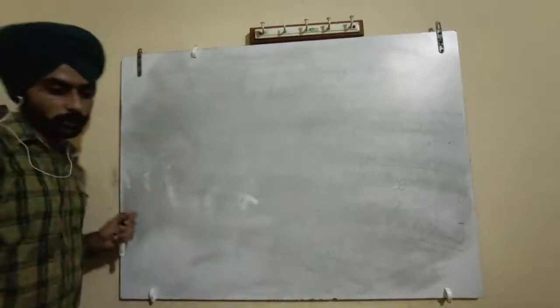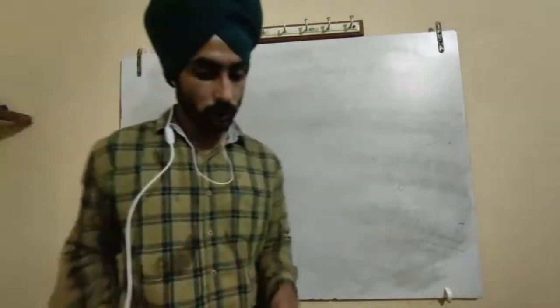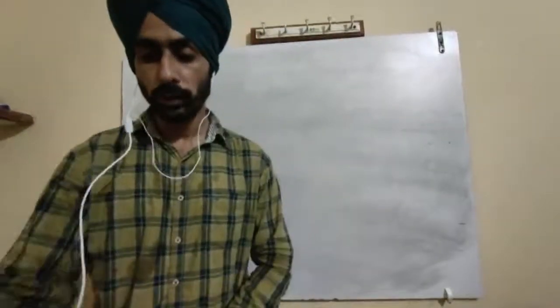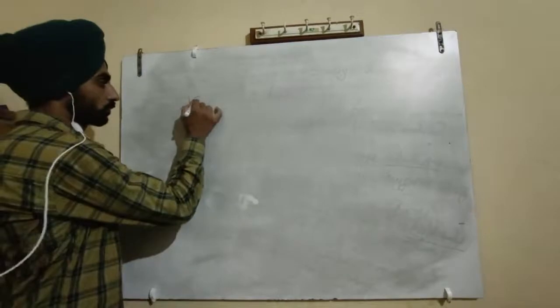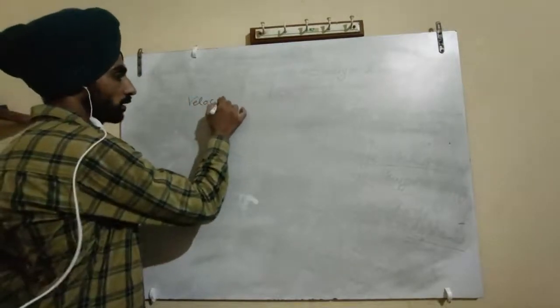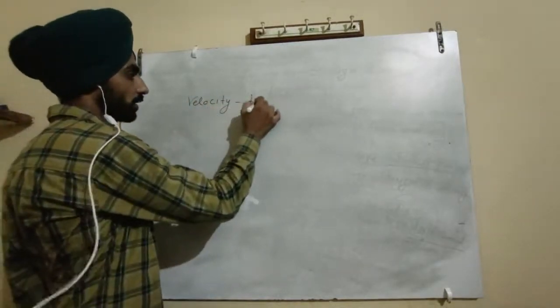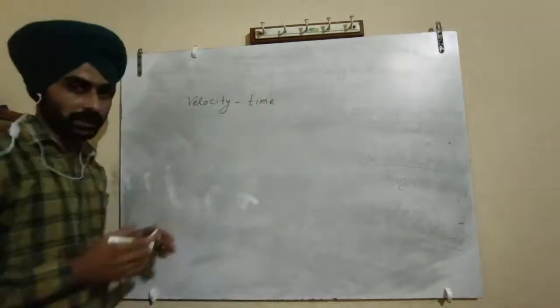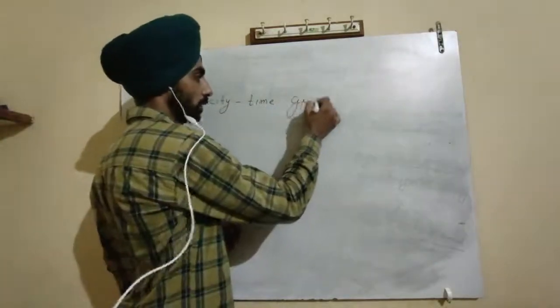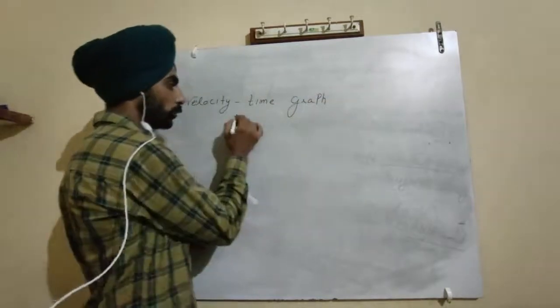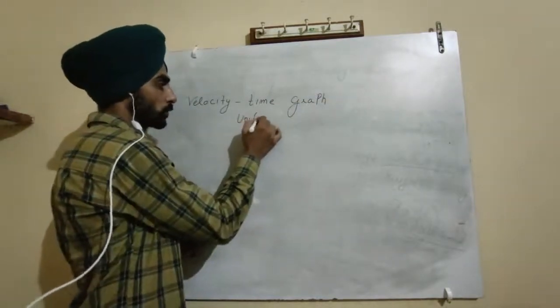So we are moving on to the next concept, the velocity time graph for uniform motion. We have done the displacement time graph. Now we will be doing the velocity time graph. First we will do the velocity time graph for uniform motion.